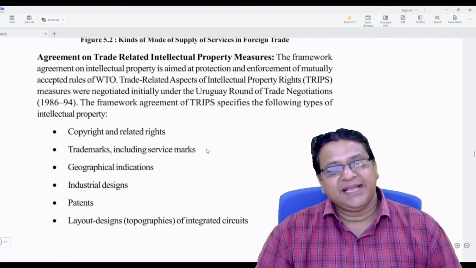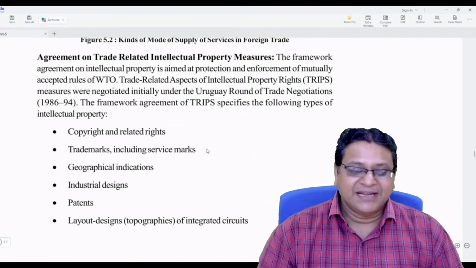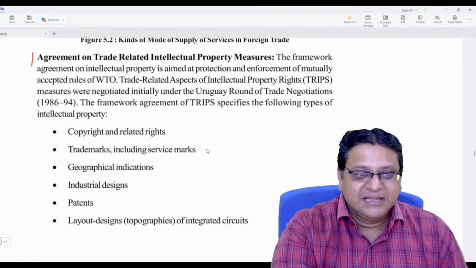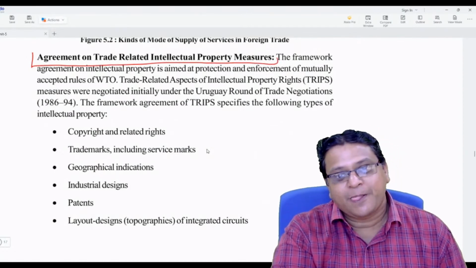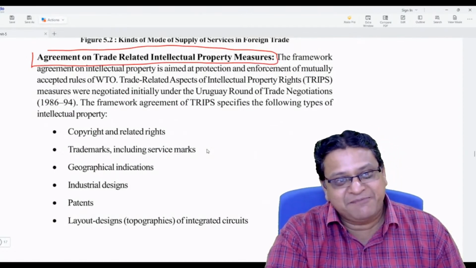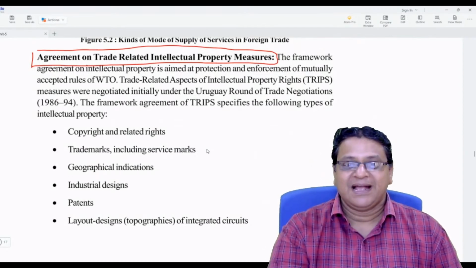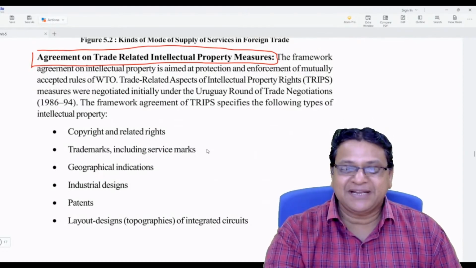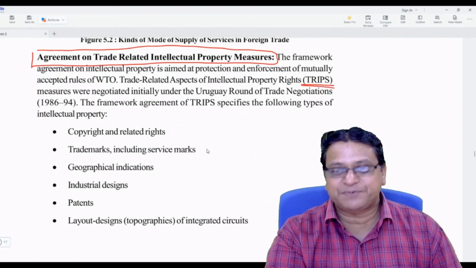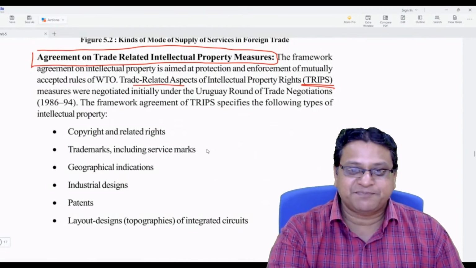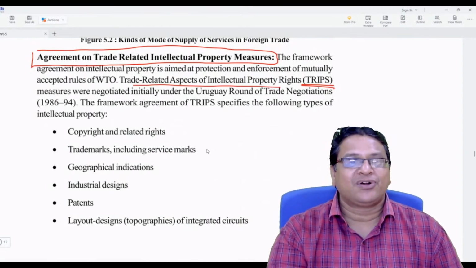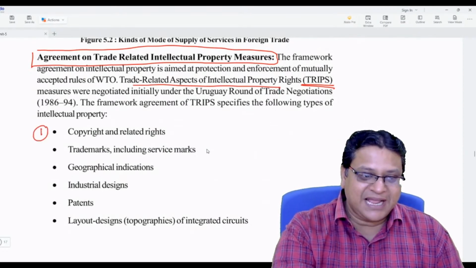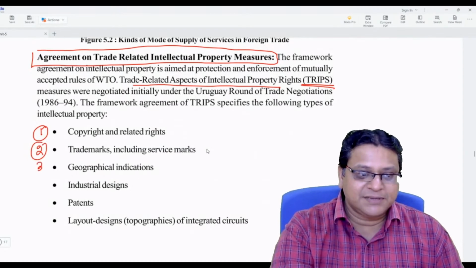The next agreement is the agreement related to IPR, intellectual property rights. So what are intellectual property rights? The WTO agreements recognize there are 7 types of IPRs, and these are bought and sold internationally. The agreement related to IPR is known as the TRIPS agreement, trade related aspects of intellectual property rights. The TRIPS agreement recognizes 7 types of IPR. What are the 7 types of IPR?